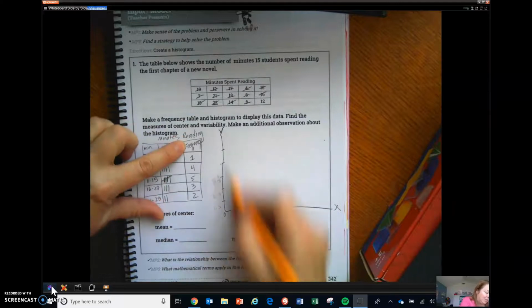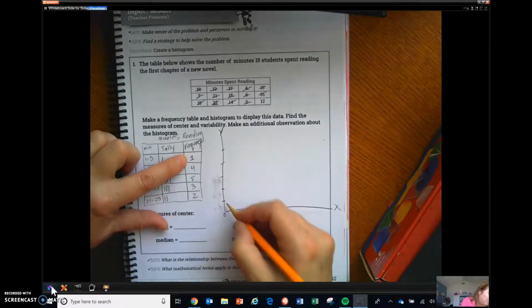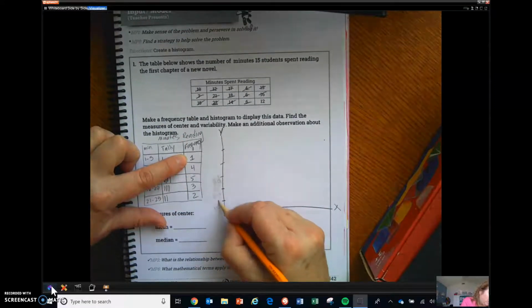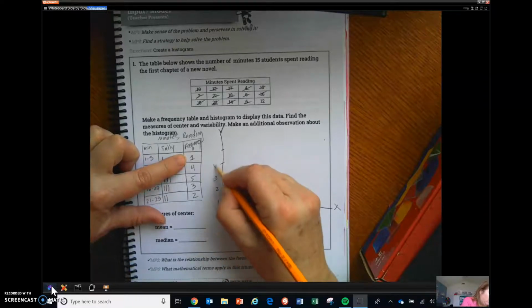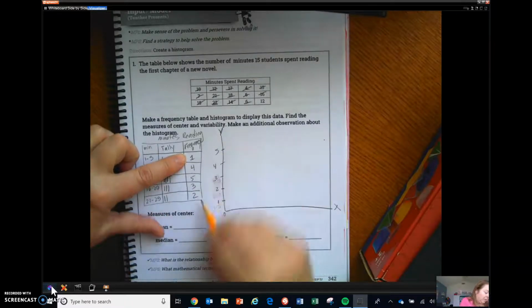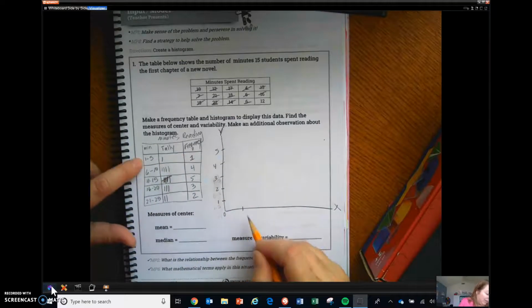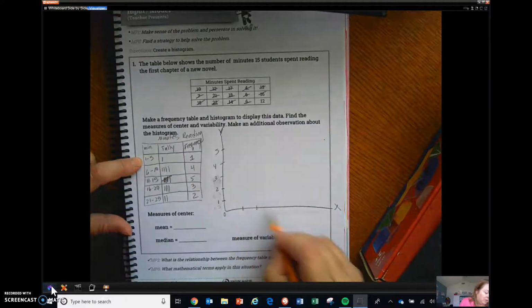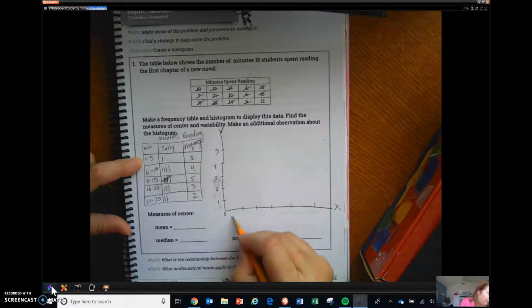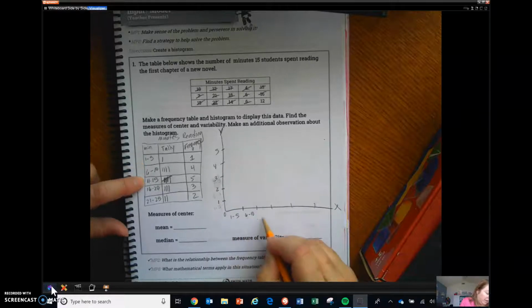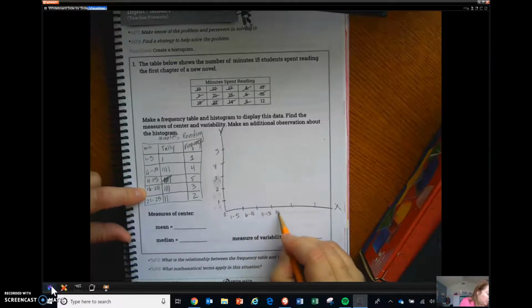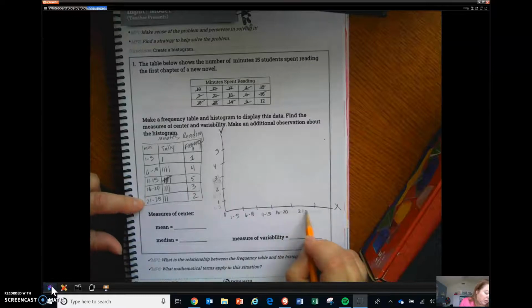The frequency, the y is frequency. So we would go 0, 1, 2, 3, 4, 5. I don't need to go any bigger than that. And then here would be 1 to 5 and those, okay. 1 to 5, 6 to 10, 11 to 15, 16 to 20, 21 to 25.